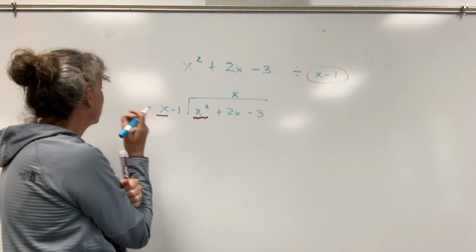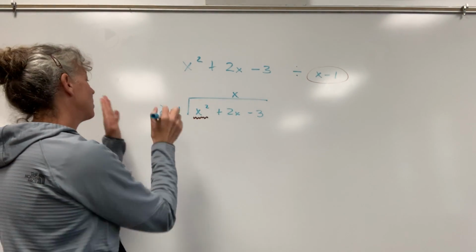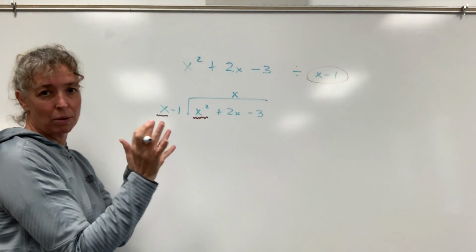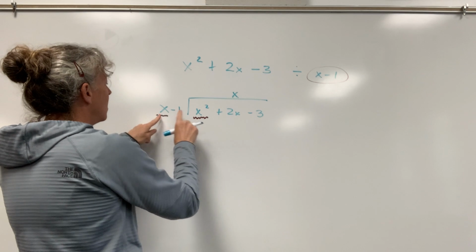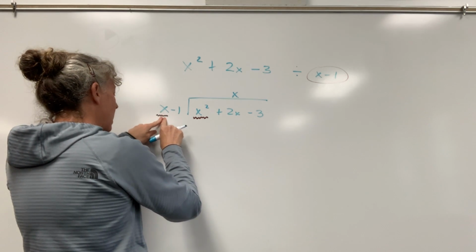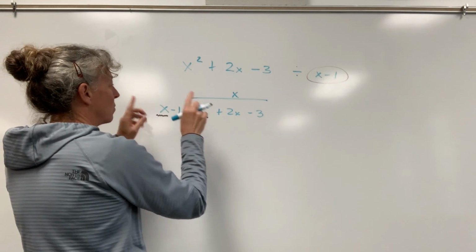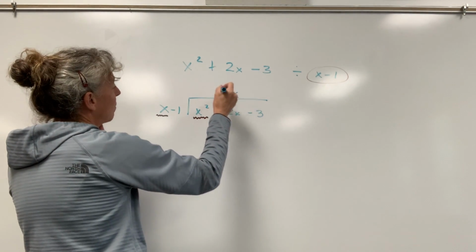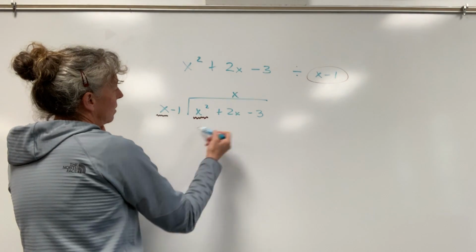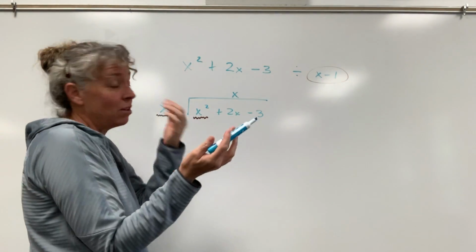Okay? So let me step back because I know this could be super confusing. How do I make this into this? I need to multiply another x to be able to make it an x squared. So whatever I took to multiply, I put that there, okay? Now we're going to go ahead and do long division like usual, okay?